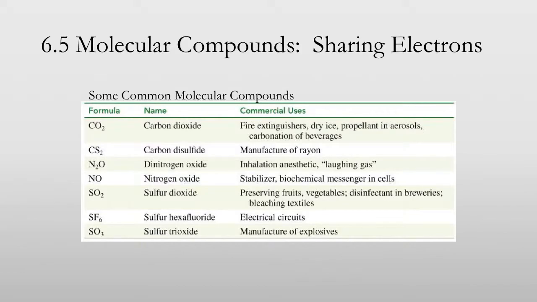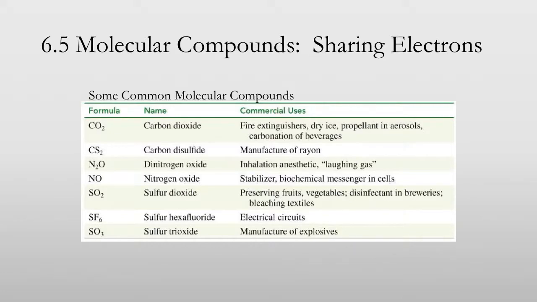Some common molecular compounds: CO2 is carbon dioxide, CS2 is carbon disulfide. Now, oxygen and sulfur are in the same group of the periodic table. You can see here carbon disulfide is used in the manufacture of rayon. Carbon dioxide is used in fire extinguishers. It's dry ice. It's a propellant in aerosols, carbonation in beverages, so on and so forth.